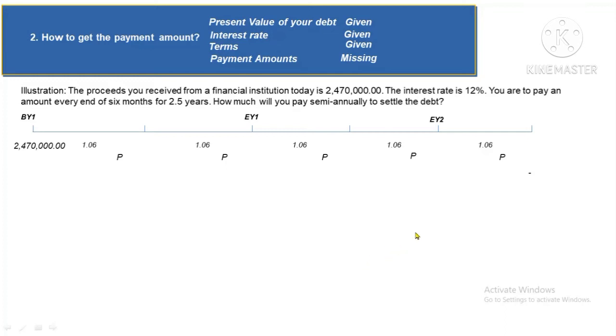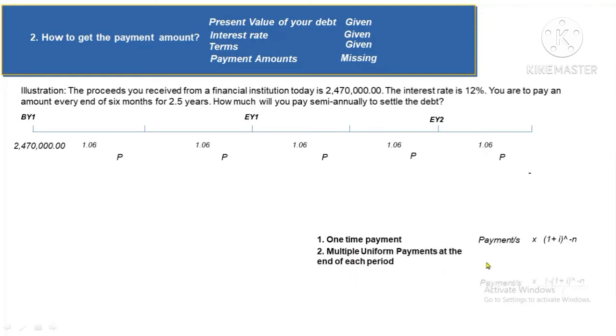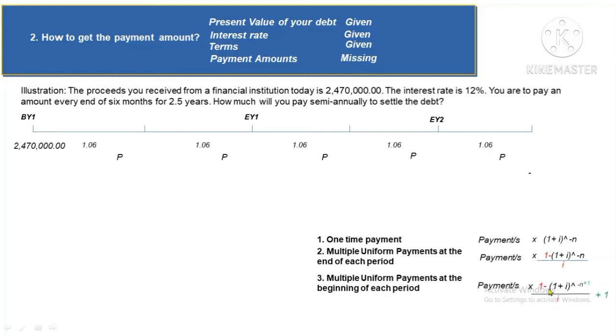So we have three formulas. For a one-time payment, we're going to use payment times 1 plus i raised to the power of negative n. But if the problem is dealing with multiple uniform payments at the end of each period, that would be payments times 1 plus i raised to the power of negative n, however, there is 1 minus here and over interest. But if we're going to deal with multiple uniform payments at the beginning of each period, we're gonna use payments times 1 minus 1 plus i raised to the power of negative n over i. But in this one, we have plus 1 on the negative n and the final plus 1.